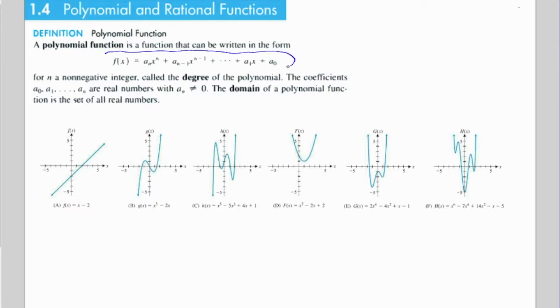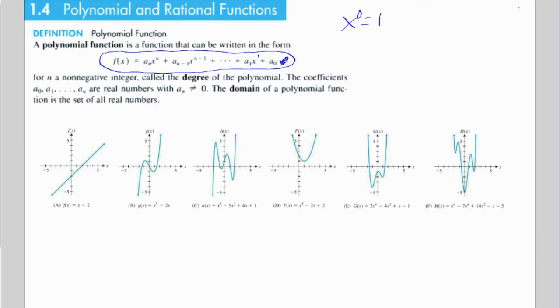f(x) equals a sub n times x to the nth power, plus a sub n minus 1 times x to the n minus 1 power, and so on, until you get a1 x to the first power. A sub 0 is understood to have an x to the 0 power next to it, because anything to the 0 power is 1, and that would leave just the coefficient behind, the a sub 0.